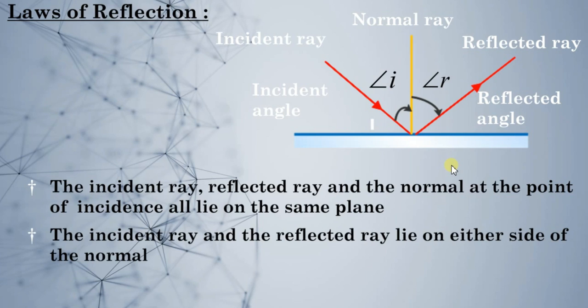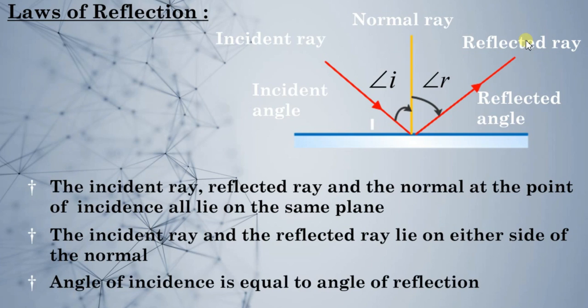The incident ray and the reflected ray lie on either side of the normal. So this is the normal, and on either side you are able to see the incident ray on this side and the reflected ray on the opposite side. Now this third law is what you are going to have. You don't have the second point in your textbook. You have the first and the third law as the first and second law.